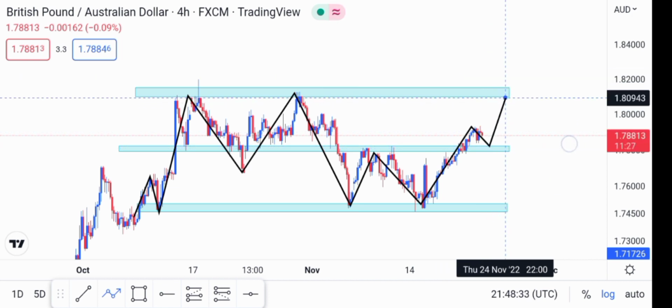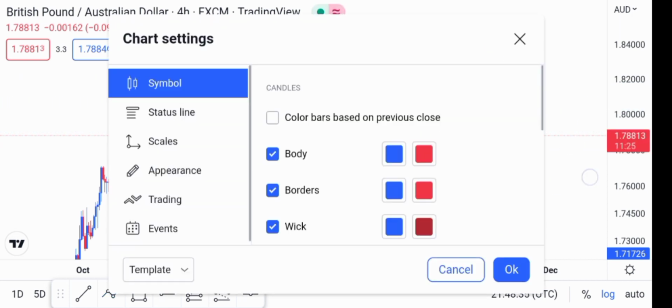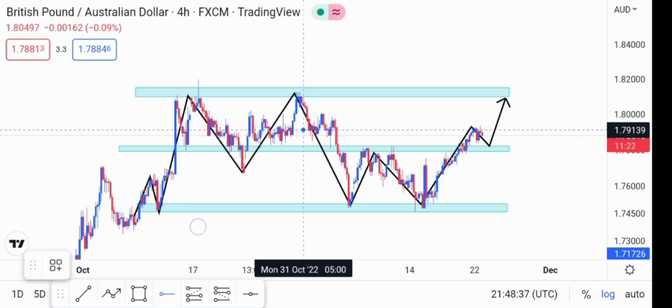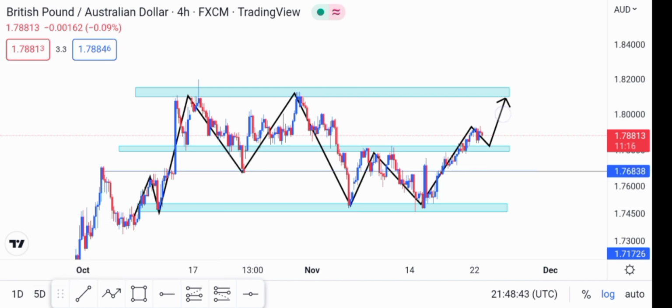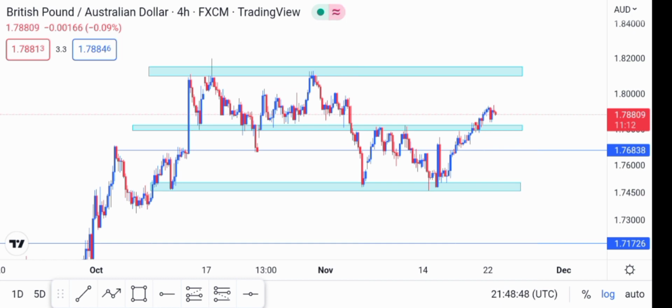But if you look closely, while I'm doing this, I can see that the market did respect this level as well. So let us mark it out. Okay, let us remove this for now. So these are the levels that I'm seeing on the market.